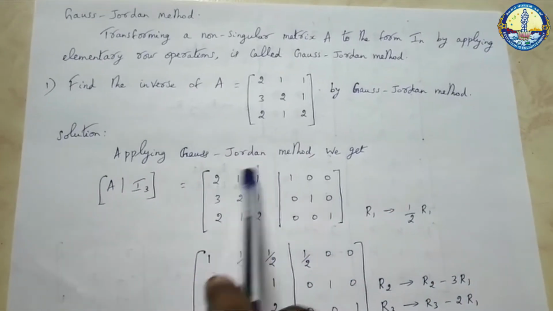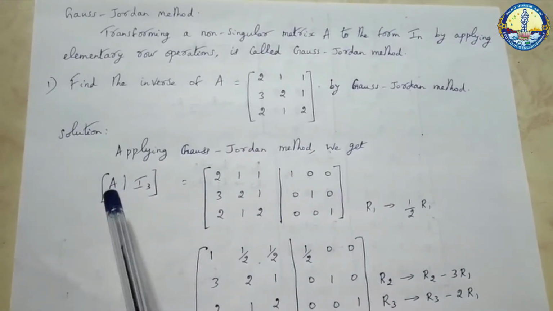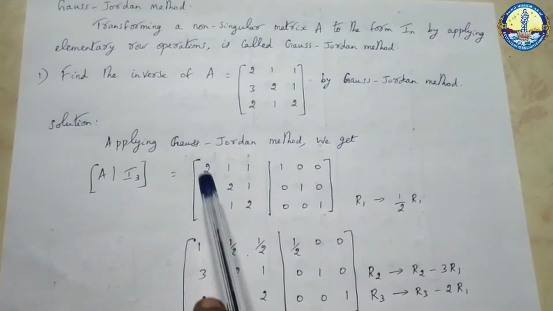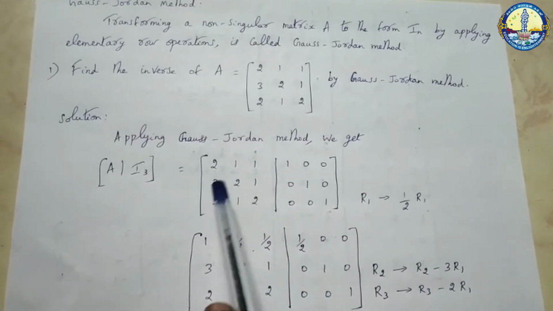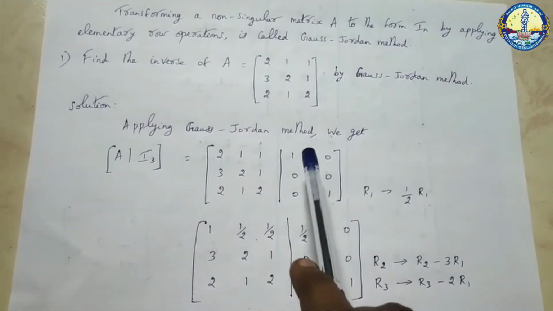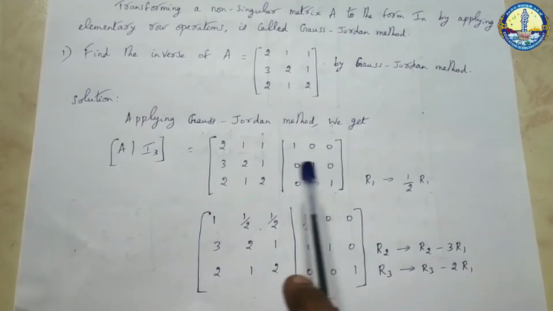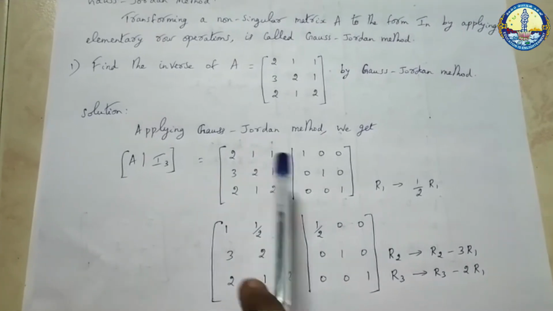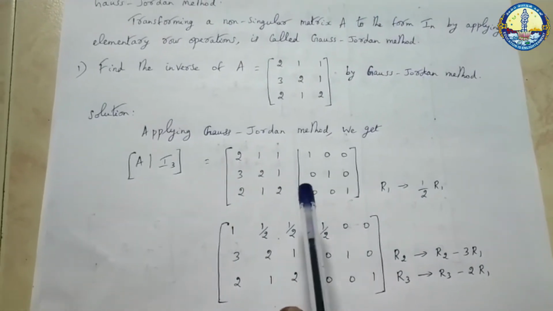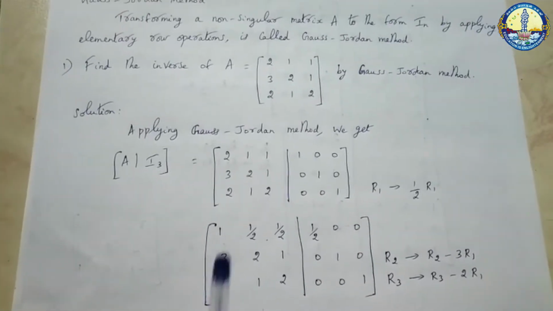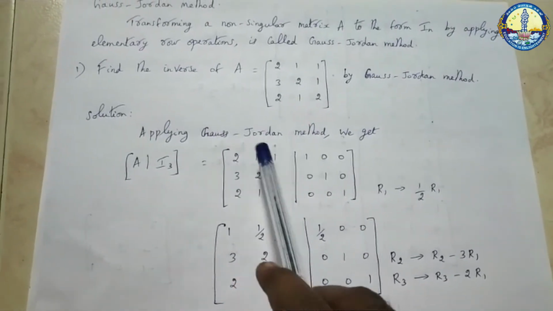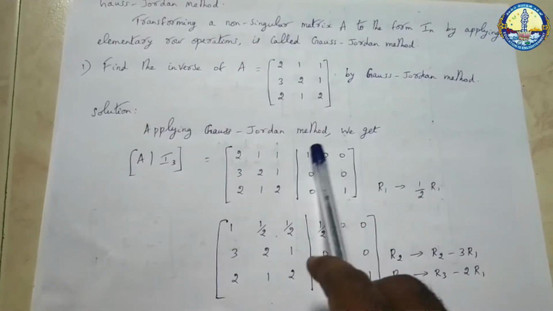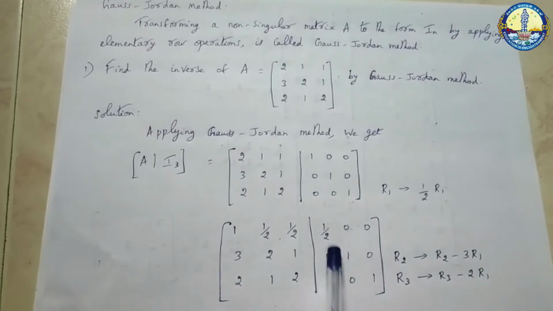Applying the Gauss-Jordan method, we write the given matrix A augmented with the identity matrix. In this format, the given matrix is 2 1 1, 3 2 1, 2 1 2, and the identity matrix is 1 0 0, 0 1 0, 0 0 1. Our aim is to change the left side into the identity matrix using elementary operations, and the corresponding right-hand matrix is called the inverse of the matrix. So we have to make this 1 0 0, 0 1 0, 0 0 1. Simultaneously, some numbers will come on the other side, and that is the inverse of the matrix.